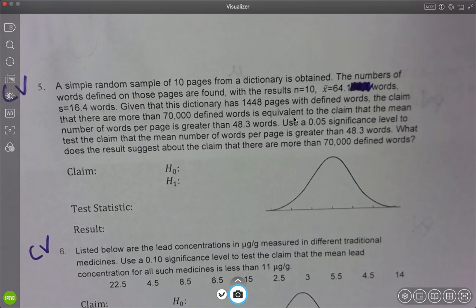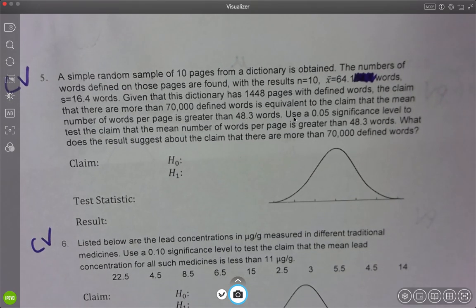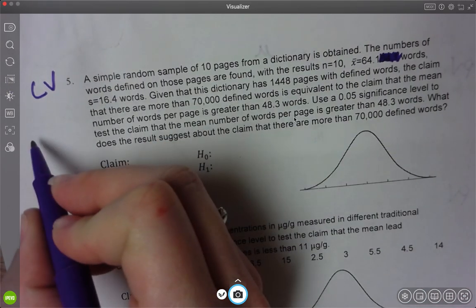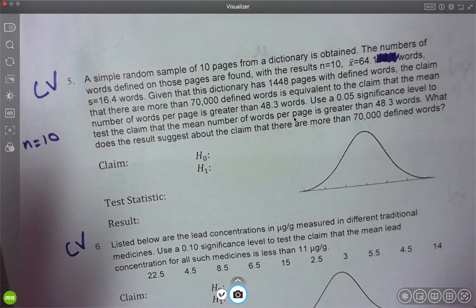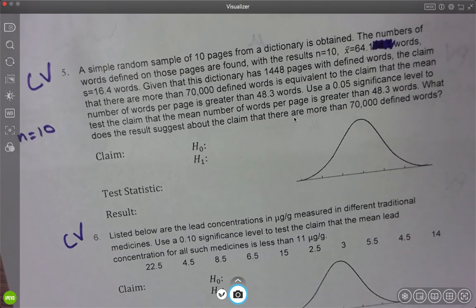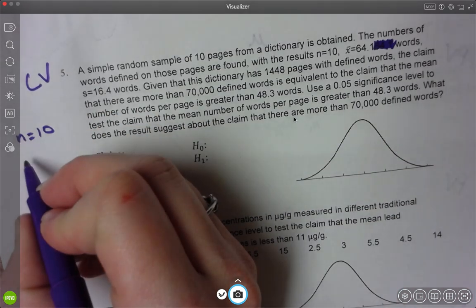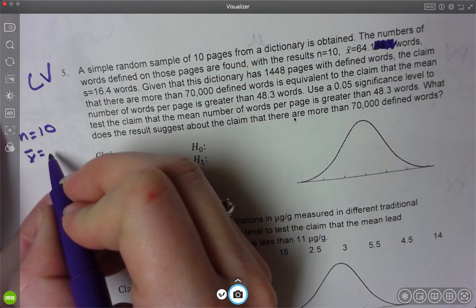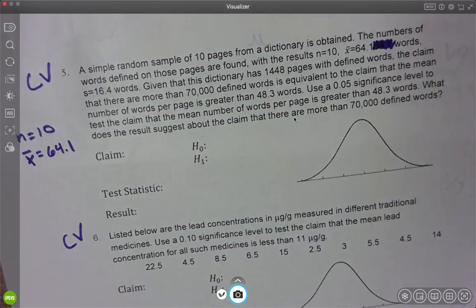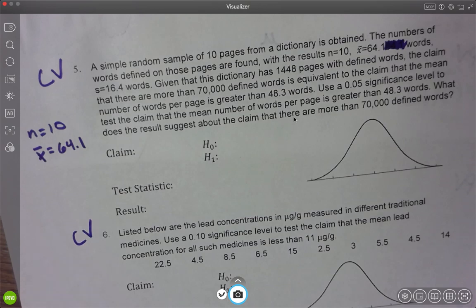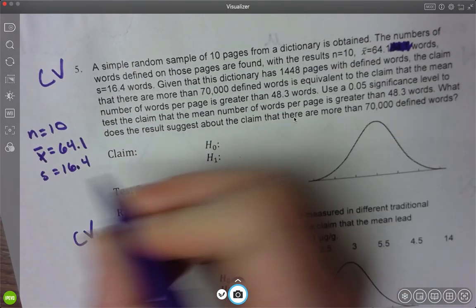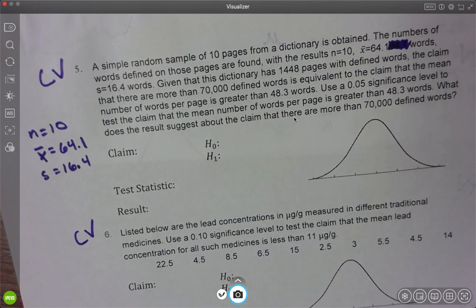Okay, a simple random sample. So number 5, we want to do the critical value method. A simple random sample of 10 pages from a dictionary is obtained, so n equals 10. The numbers of words defined on those pages are found, with n equals 10. The average number of words on each page was 64.1 words, with a standard deviation of 16.4 words. So maybe sometimes it was in the 80s, sometimes in the 50s, whatever.